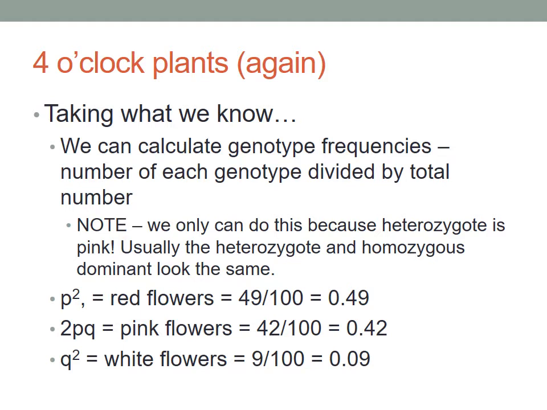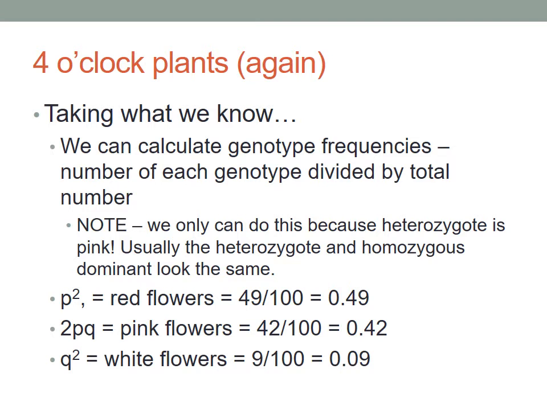So now we're going to take what we know and we're going to calculate genotype frequencies. You take the number of each genotype and you divide it by the total number. We can only do this because our heterozygote is pink. Generally speaking, a heterozygote looks just like a homozygous dominant plant. So in general, this won't work, and in the rest of our examples today in this recording, this won't work. But because we're lucky here, this does.